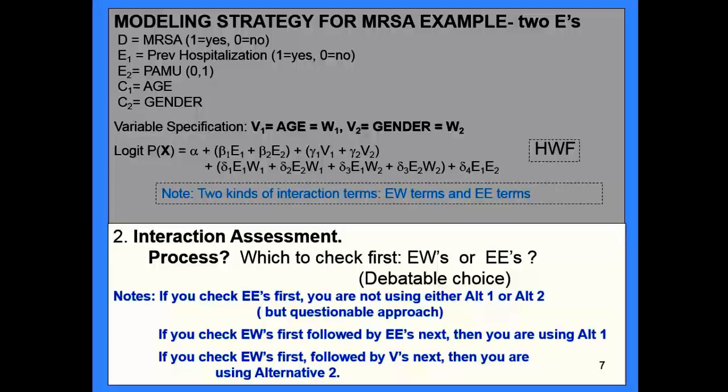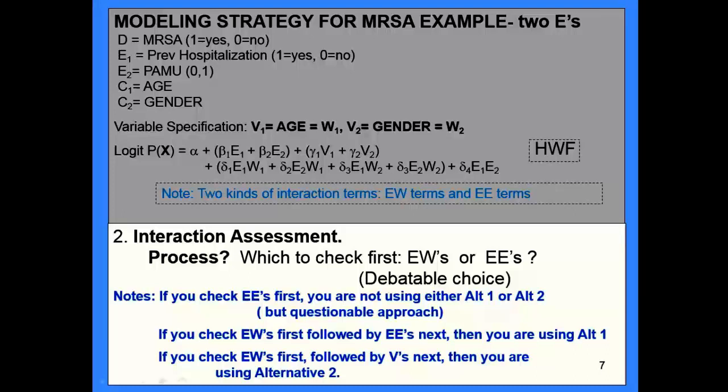So if we can't figure it out with this, we're not going to be able to figure it out with more E's. Okay, so we got 2 E's, 2 V's, we got these 4 EW's, and we got an E1, E2. Now, suppose I said, which to check first, the EW's or the EE's? And I'm saying, if you check the EE's first, here's the model. If I decide to test for whether this is significant, then I'm not using either one of those 2 alternatives, right? If I decide to test for the EE in this model, those alternatives said wait on the EE's. So that's not right. So I have to do one of the others.